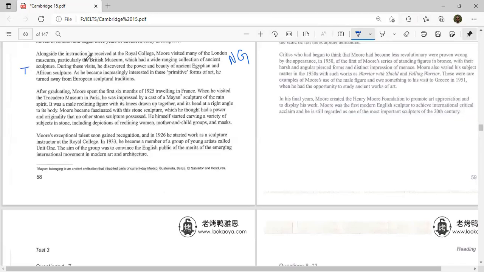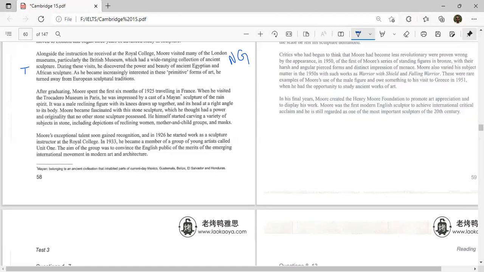There is no information about public interest. Only information is given about that he was impressed. So he was impressed. I am confused between false and not given.